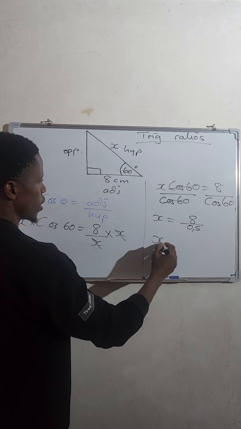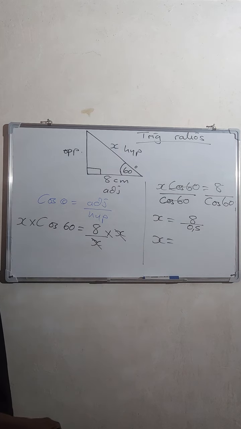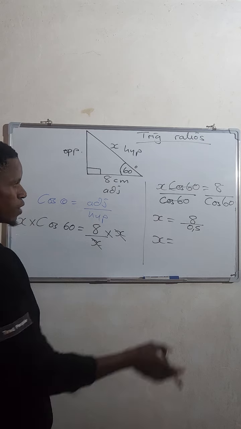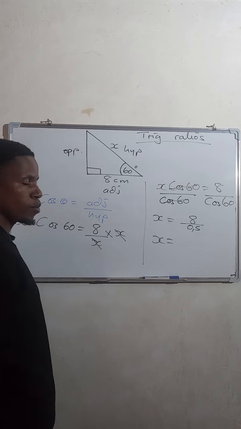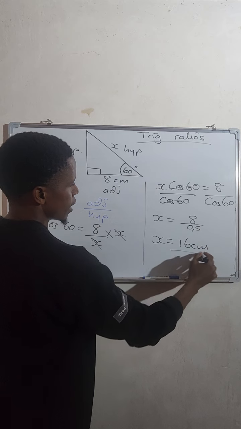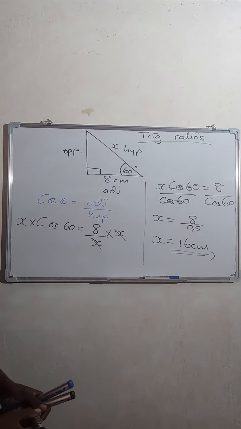It all depends on which paper you are writing. If you're allowed to use a calculator, then you can use a calculator, but cos 60 is equal to 0.5, and 8 divided by 0.5, or divided by half, you get 16, which means side x is equal to 16 centimeters.